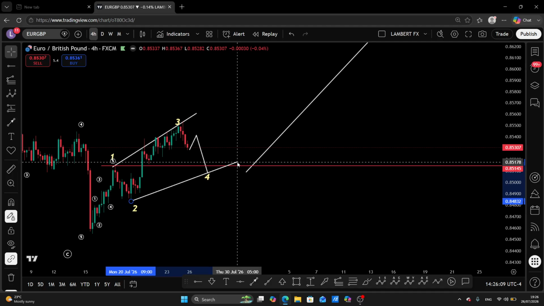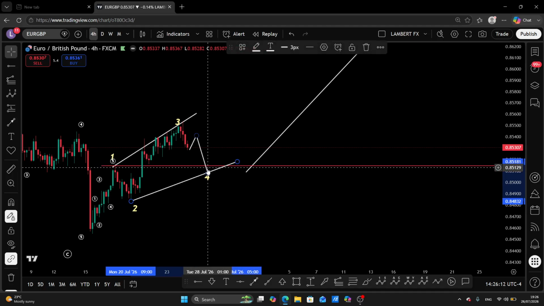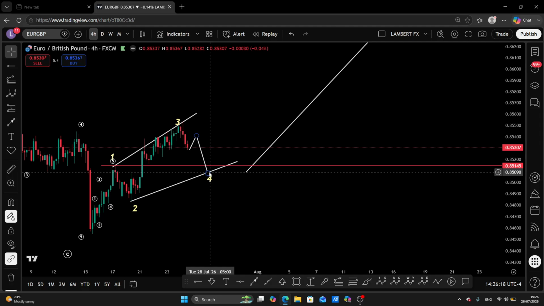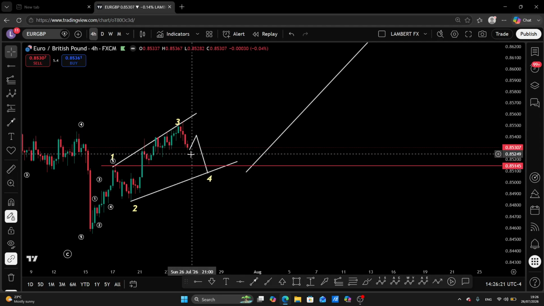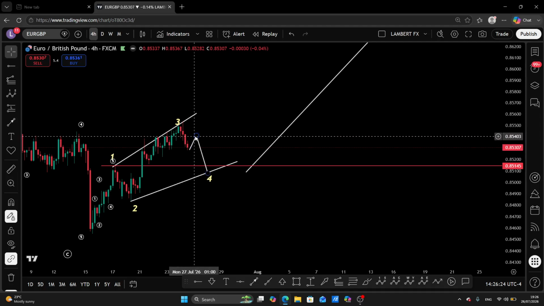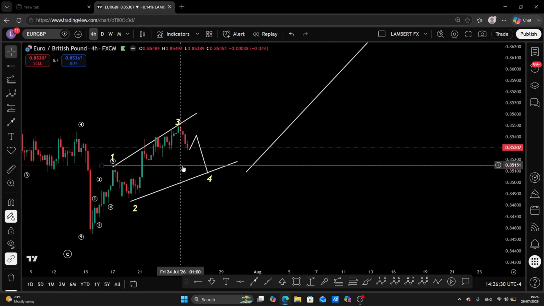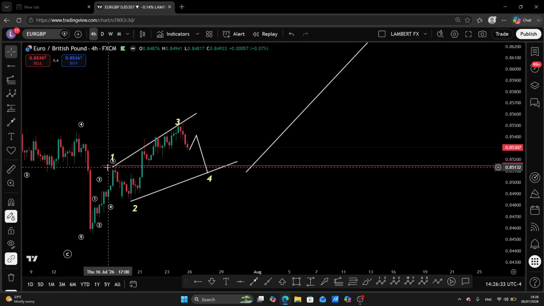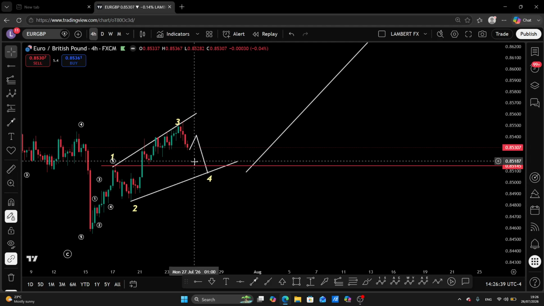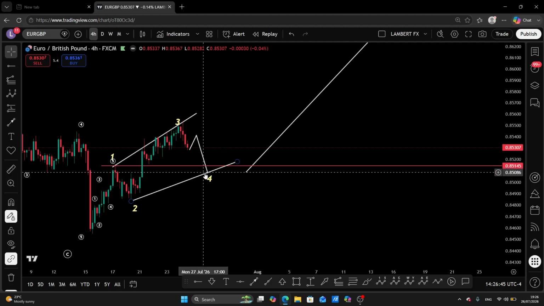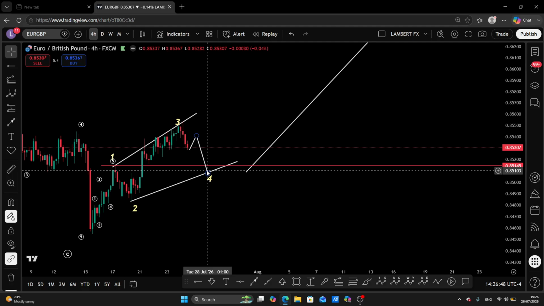Once we see that, then we can confidently say that this is a leading diagonal, and then we'll look for a rejection for 4. Again, for this to be a leading diagonal, we need to see a correction on the topside, and then a push down that breaks this red line. This red line was where our 1 ended. So we need this 4 to come in and trade below the red line. Once we see that, we confirm that this is a 4, and then we do have a trading opportunity if that happens.